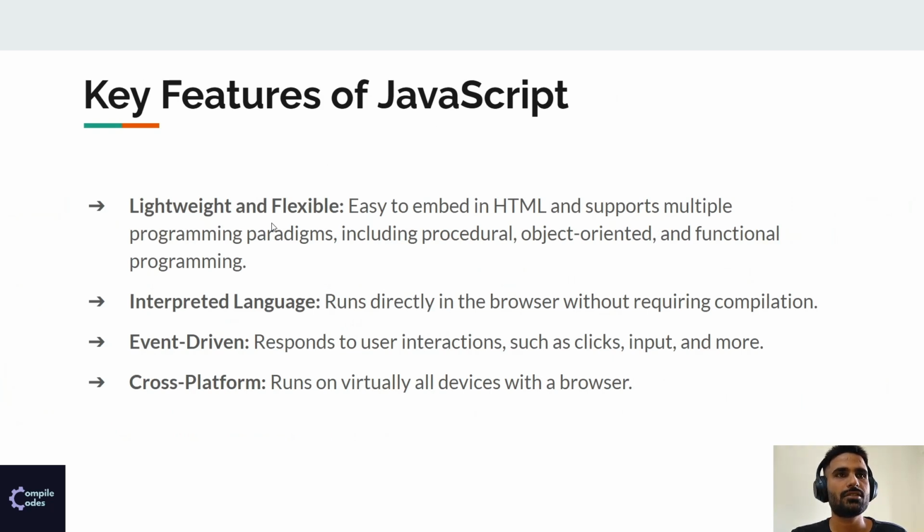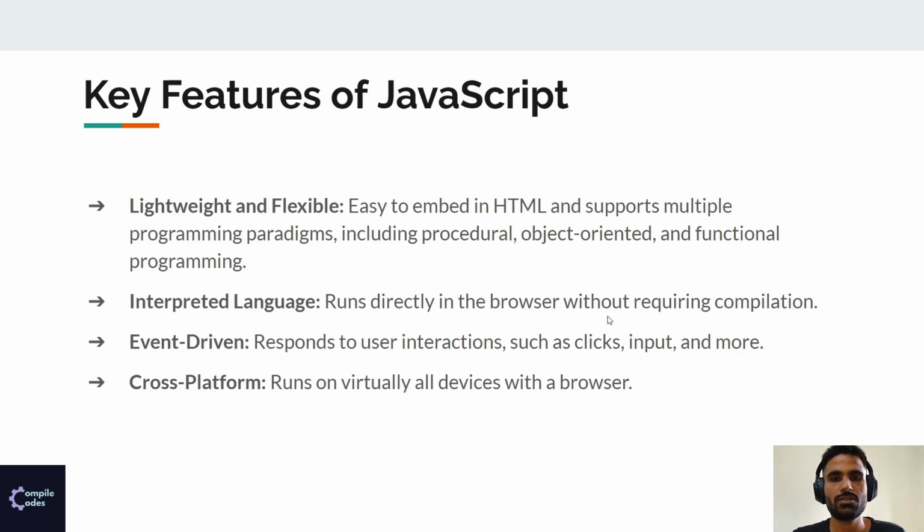So key features: it's a lightweight and flexible programming language, easy to embed into HTML, supports multiple programming paradigms like procedural, object-oriented, and functional programming. Interpreted language runs directly in the browser without requiring compilation. So it is able to run on a browser because every browser has a JavaScript engine. Like in case of Chrome, there is V8. In case of Mozilla Firefox, SpiderMonkey. In case of Internet Explorer, I think Chakra. So these are the JavaScript engines embedded into browsers.